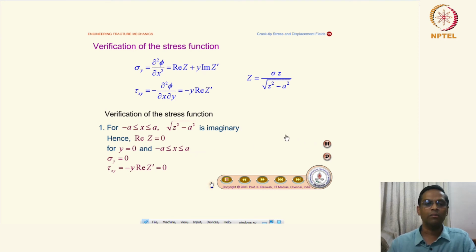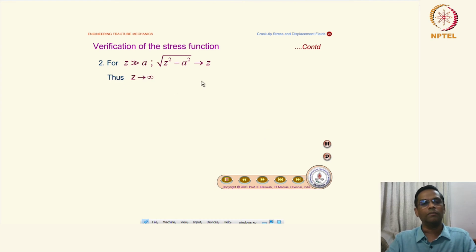And what is the second boundary condition? We have the far field, where z is much higher than a. So then it becomes z over z, so Z becomes the far field stress. Then what we have seen is that the stress function is equal to simply sigma, which is a constant, a number. It's a constant.